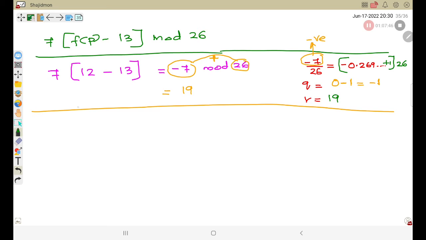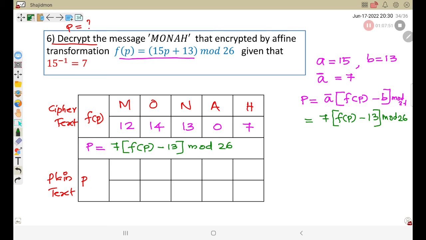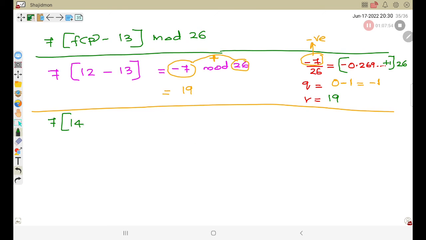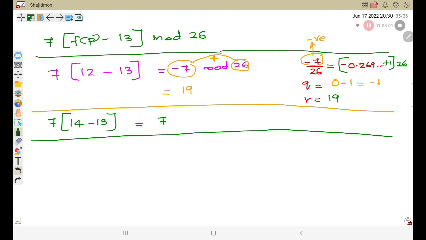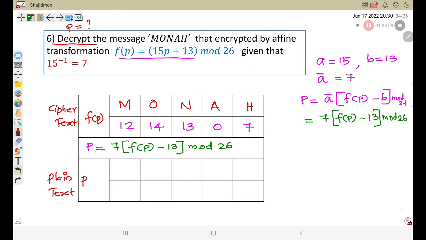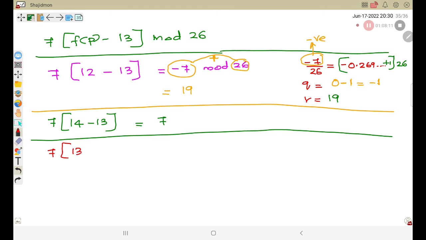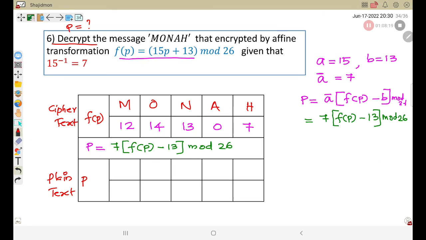So 19. Now I am calculating the second one. 7 multiply, what is the second number? 14. So 14 minus 13. 14 minus 13 means 1. So 7, correct? No need to take the mod. So 7 is the number next. Now 7 multiply, what is the third number? 7 multiply 13, correct? 13 minus 13, 13 minus 13 is 0. So 7 multiply 0 means 0. No need to take the mod. Now the next number is 0.